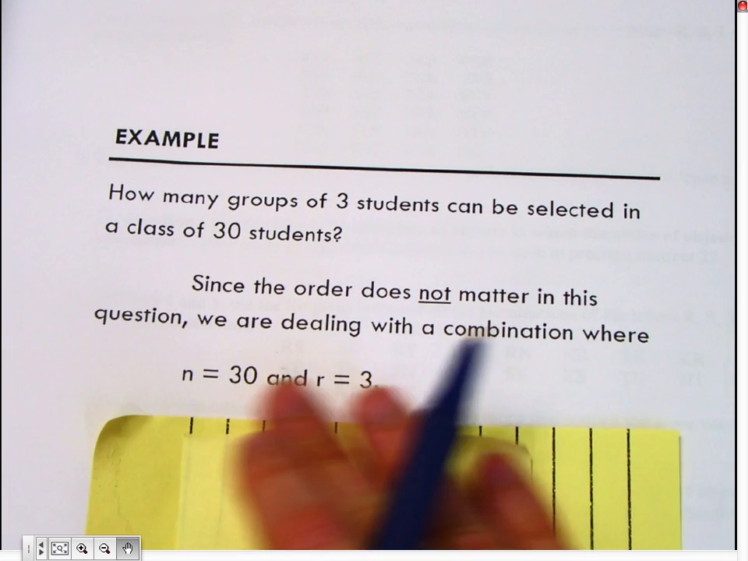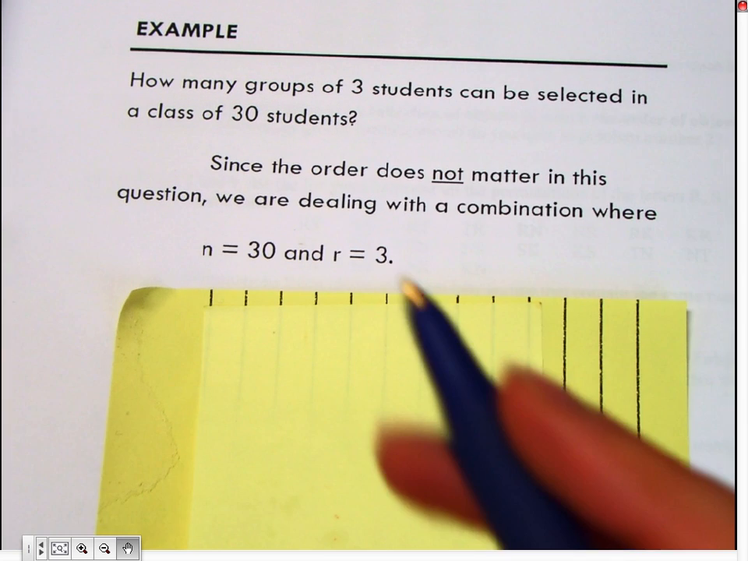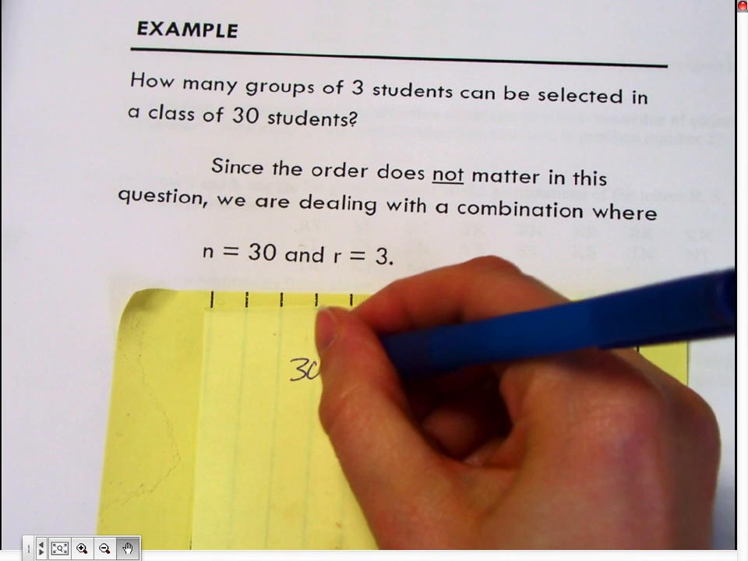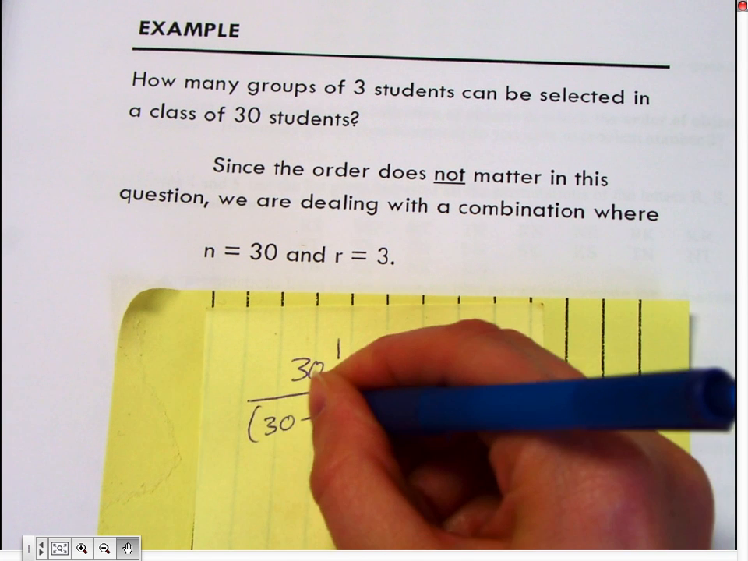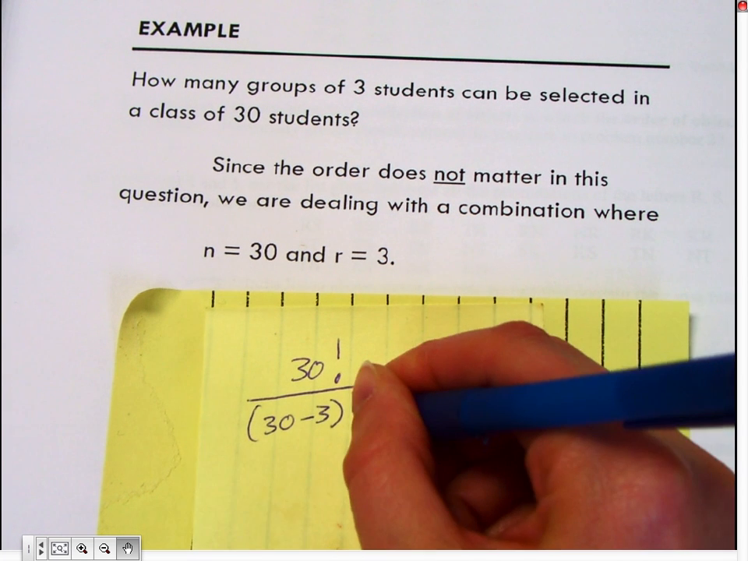We're going to do 30 factorial over 30 minus 3 factorial, 3 factorial.